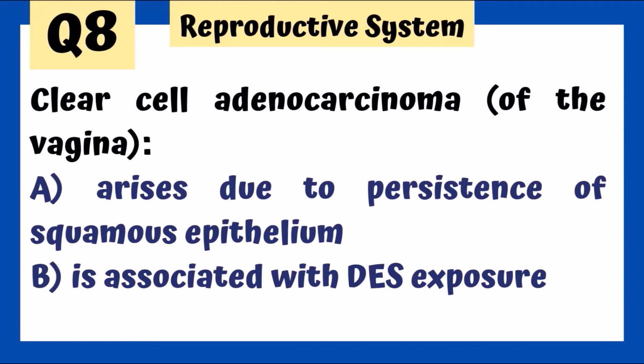All right, question number 8. Clear cell adenocarcinoma of the vagina arises due to persistence of squamous epithelium? No, it could arise due to persistence of columnar epithelium, which we'll talk about. Is it associated with DES exposure? Absolutely. As they realized over the years that mothers who took DES while pregnant, their daughters, the DES daughters, developed certain conditions, one of them being clear cell adenocarcinoma of the vagina. And the reason why this happened was because the DES exposure led to retention of columnar epithelium in the vagina. Now, persistence of columnar epithelium in the vaginal canal increases risk of clear cell adenocarcinoma.